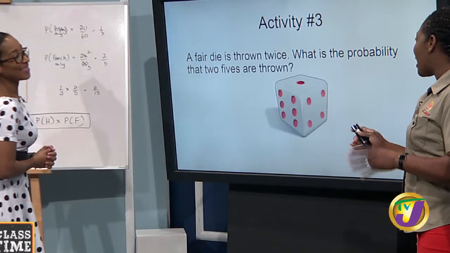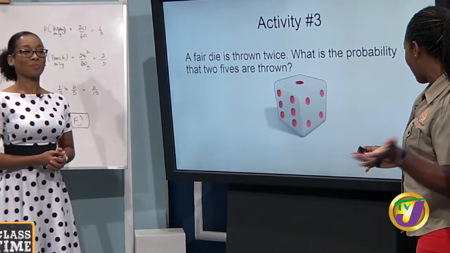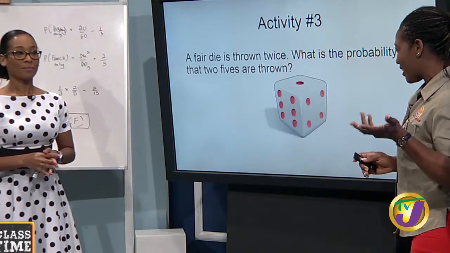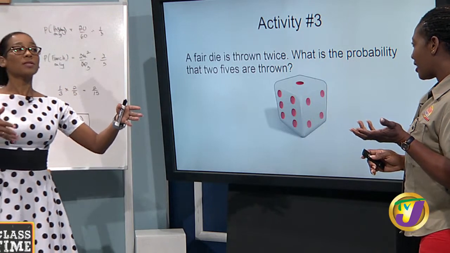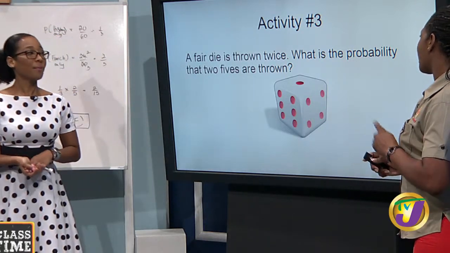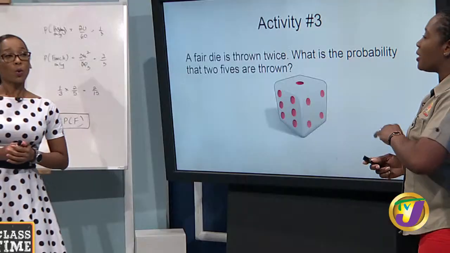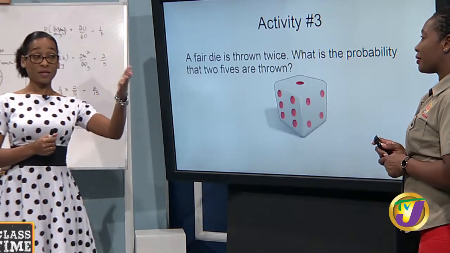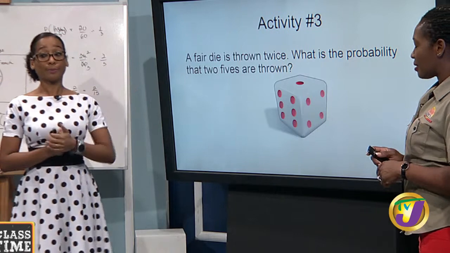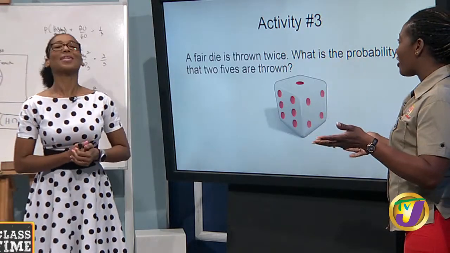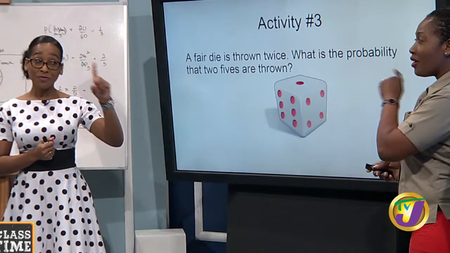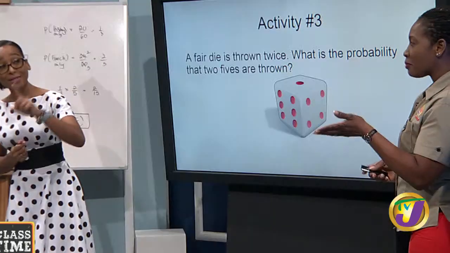So a fair die is thrown twice. We throw it one time, we get a 5. We throw it a second time, and it has nothing to do with us throwing it the first time. So what is the probability of two 5s being thrown? What's the probability of the first 5 coming? How do we know the die has 6 possible outcomes? It has 6 faces, it's a cube, 1, 2, 3, 4, 5, 6, and 5 is only on one of the faces. So it's 1 favorable outcome out of the 6 possible outcomes.